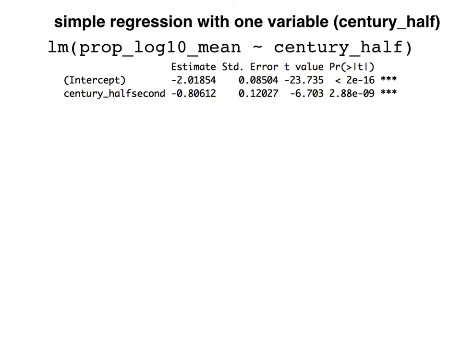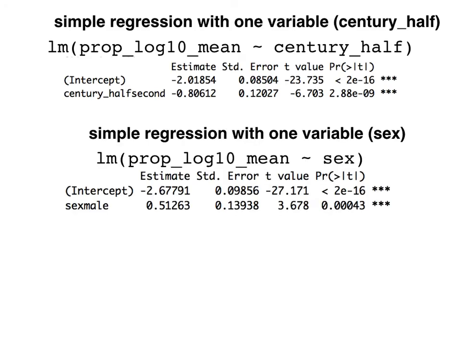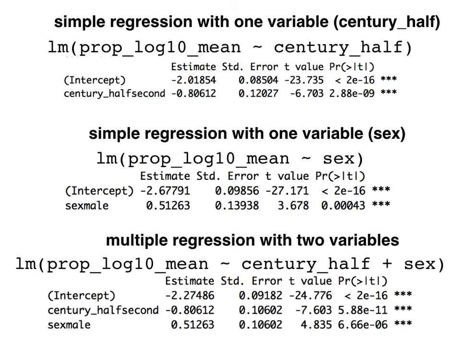I want to take a moment now to see how our multiple regression compares to both of our simple regressions with only one variable. Here's the model with just century half as a variable. Here's the model with just sex as a variable. And here's the model with both variables. What I want to draw your attention to is the estimates across the single variable models and the multiple regression. Looking first at the estimate in the model with just half century, we see that it is exactly the same as in the multiple regression. Likewise, the estimate in the model with just sex is the same as in the multiple regression.